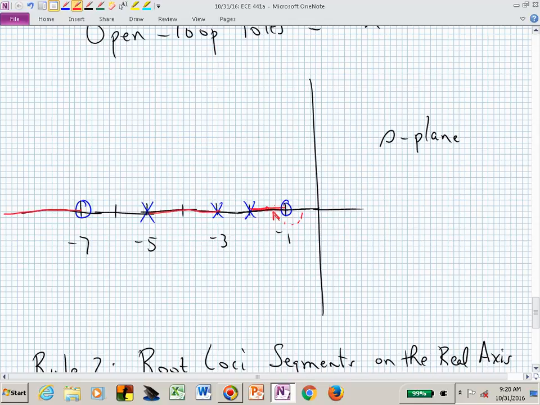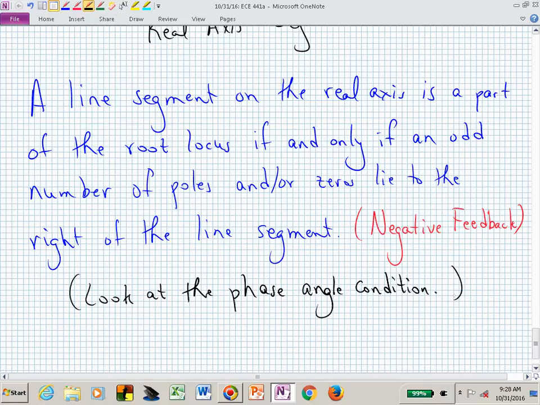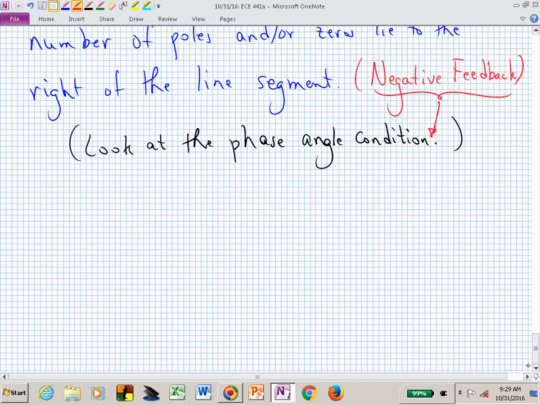Let's look at another example. And the proof of this rule is really based on what we were just doing. Look at the phase angle condition. And again, that's all based on negative feedback, being a -180. Let's look at another example.